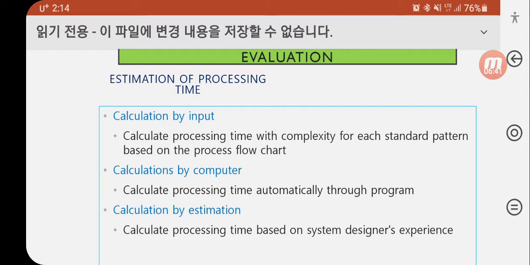It calculates processing time with the complexity for each standard pattern based on the process flow chart. And calculation by computer calculates processing time automatically through a program. And calculation by estimation calculates the processing time based on the system designer's experience. These are the three types of processing time estimation.